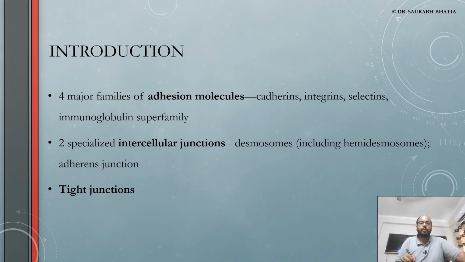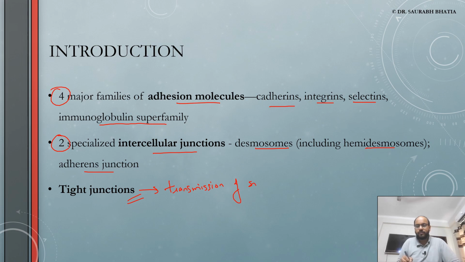So we will not go in detail about the role of adhesion molecules. There are four major families of adhesion molecules, which are the cadherins, integrins, selectins, and the immunoglobulin superfamily. There are two specialized intercellular junctions, which are the desmosomes, along with hemidesmosomes and the adherens junctions. You need not remember that. There are also tight junctions, but their major function is transmission of signals. They are not so much important for structures. For structure, the important molecule is desmosomes. Okay, so that is where the attachment of individual keratinocytes comes in. Let's move forward.